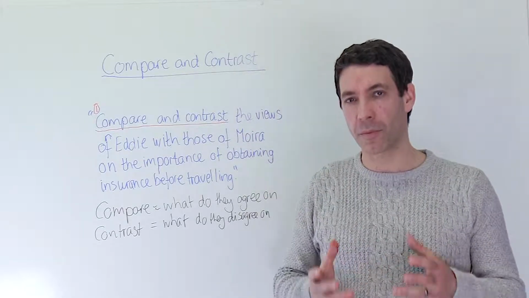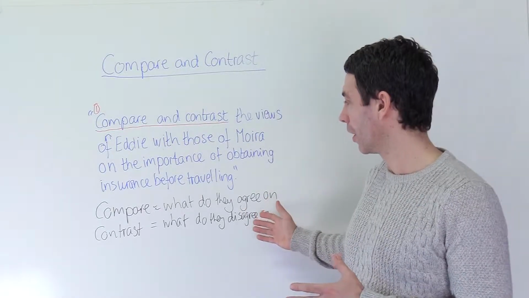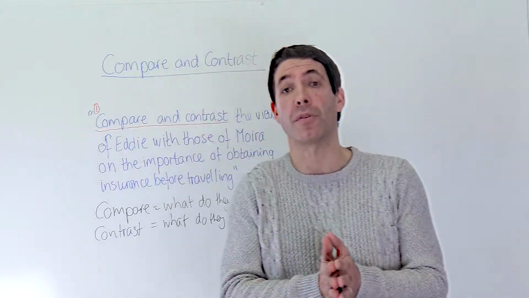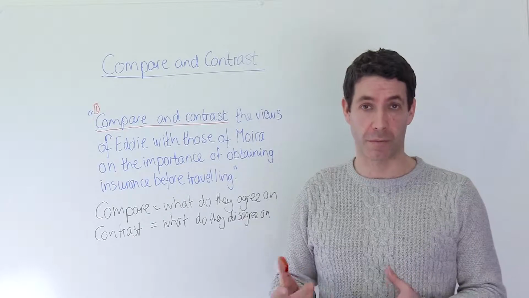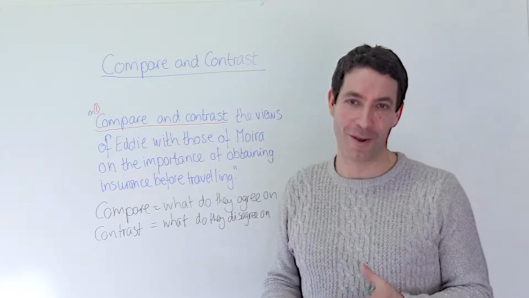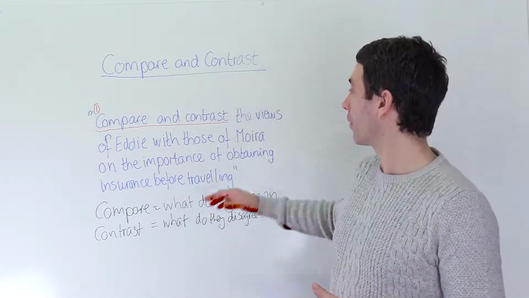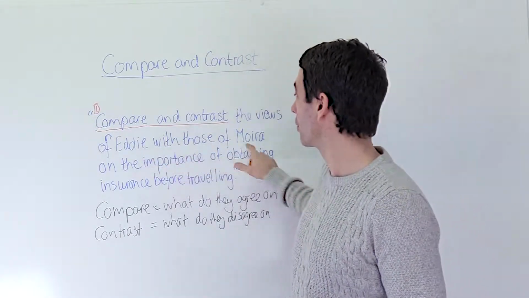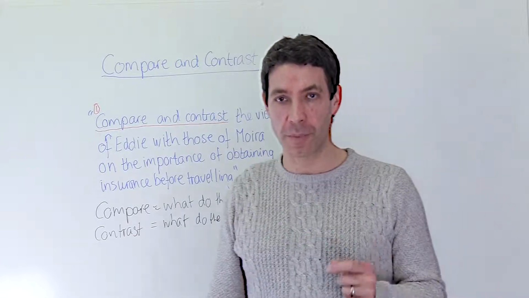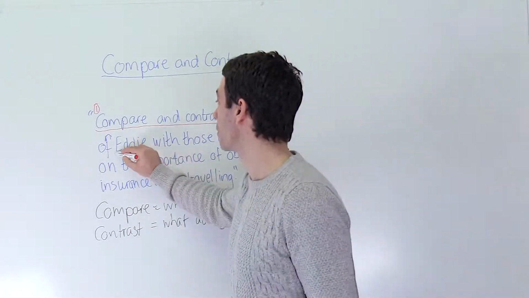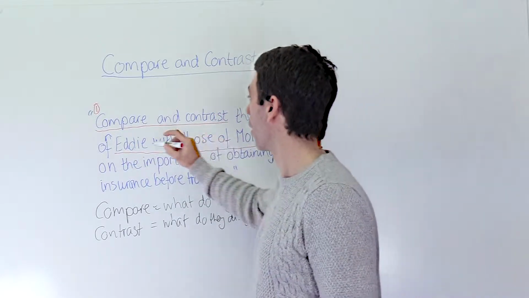Now, we're being asked to compare and contrast. We want to be writing about what certain people agree and disagree on. But in most reading papers, you're going to have the opinions of lots and lots of different people. And we can't be comparing and contrasting all of those people, so it has to be narrowed down. And that's where we need to look at the second part of the question. Whose views and opinions do we need to be comparing and contrasting? And in this case, it's the views of Eddie and the views of Moira.